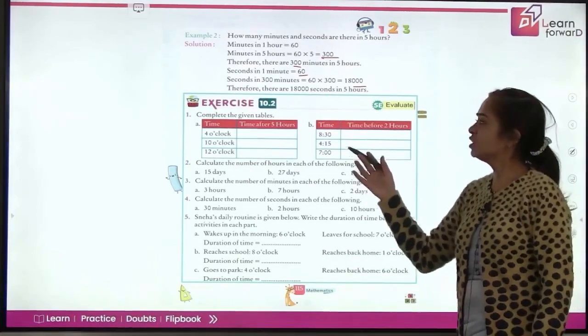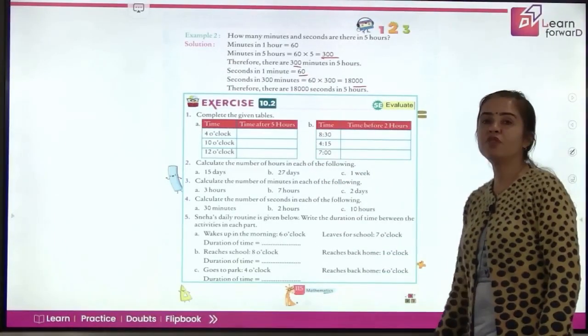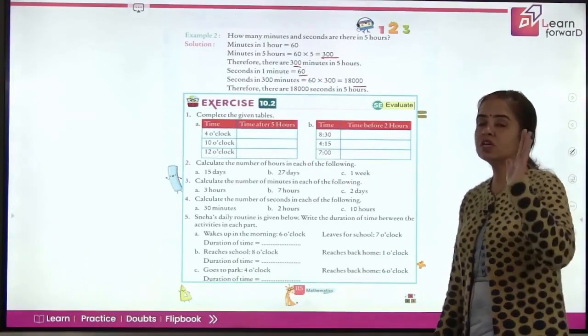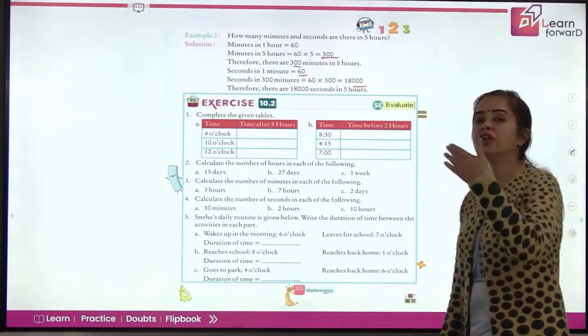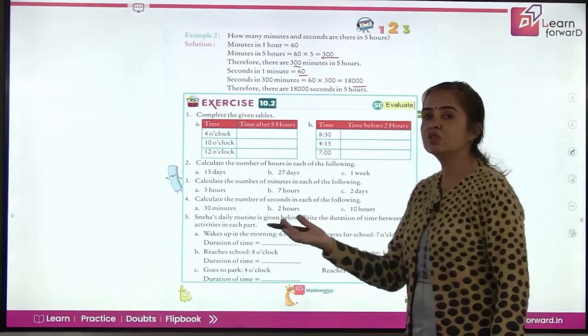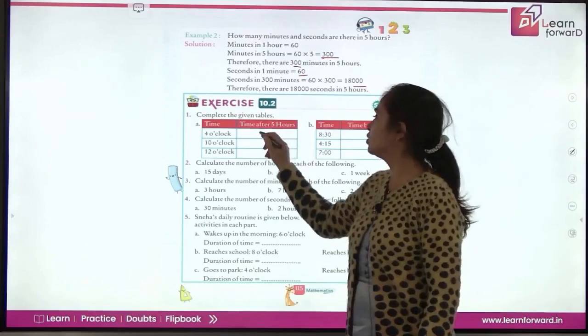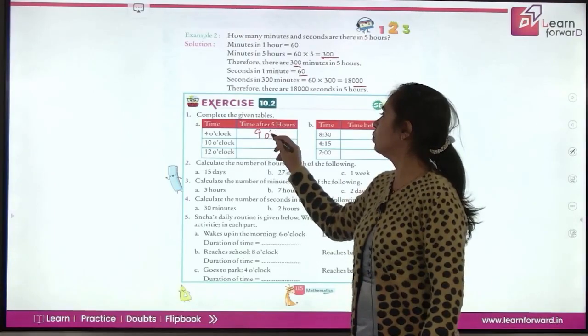Here's an exercise for you. Complete the given table. 4 o'clock. What will be the time after 5 hours? So if you start at 4 o'clock, after 5 hours, how much will be the time? We are talking about after, so we will add. So 4 plus 5 is 9. So the time will be 9 o'clock.